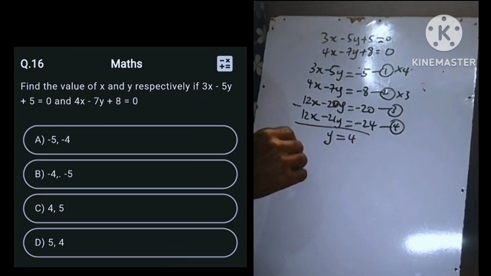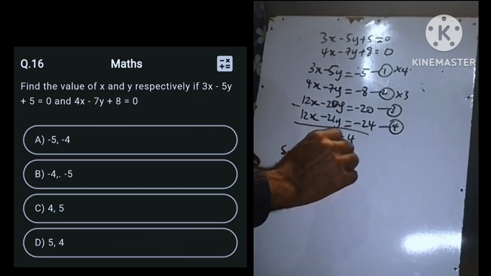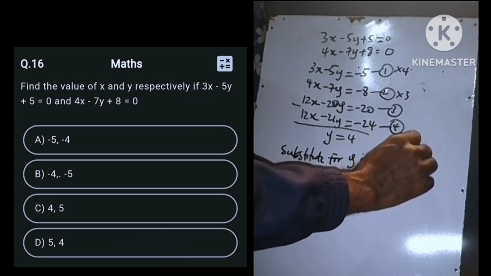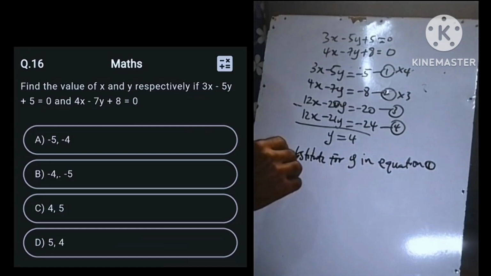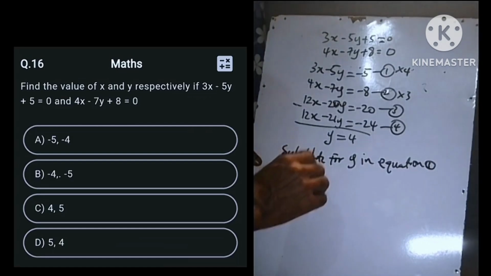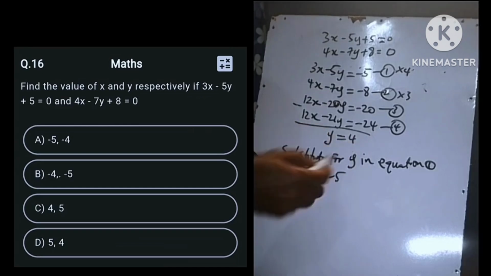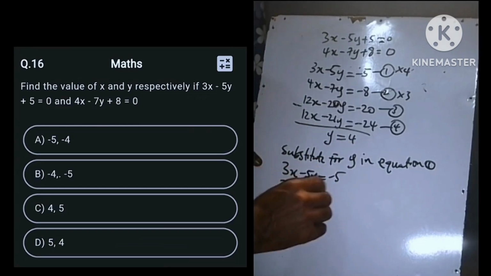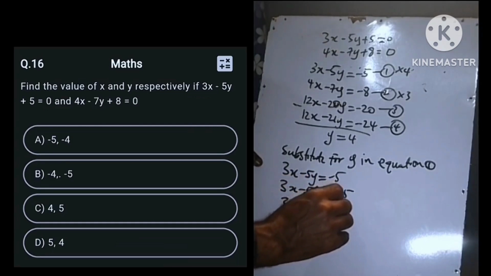So we now substitute 4 for y in an equation. Let's take equation 1. Equation 1 is 3x minus 5y equals minus 5. So at this point, anywhere we see y, we are going to put the 4. That becomes 3x minus 5 bracket 4 equals minus 5. So this becomes 3x minus 5 times 4 is minus 20 equals minus 5.